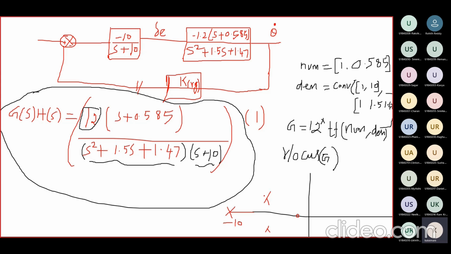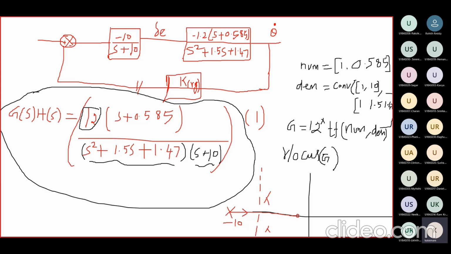Because I have 3 poles and 1 zero, only one root locus branch starts from a pole and ends at the zero, s equal to minus 0.585. This root locus branch starts from the pole s equal to minus 10, goes and ends at s equal to minus 0.585. And we also get the angles of asymptotes, plus or minus 90 degrees. This is the angle of asymptotes line.